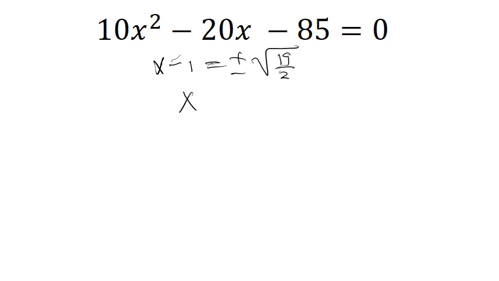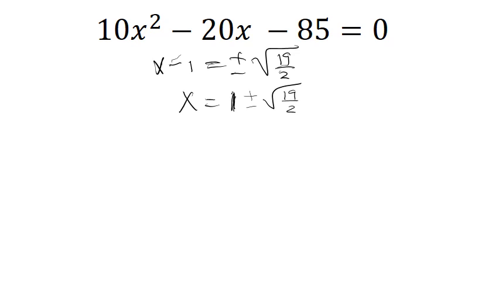Add 1 to both sides. x equals 1 plus or minus square root of 19 halves. Sorry that the pen is being weird. This is the first time I've used this app.